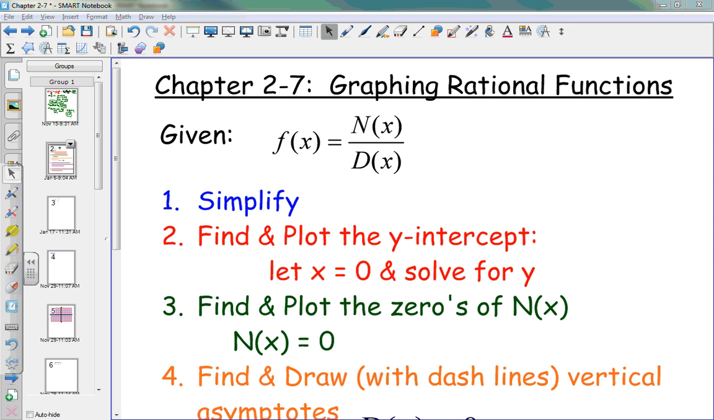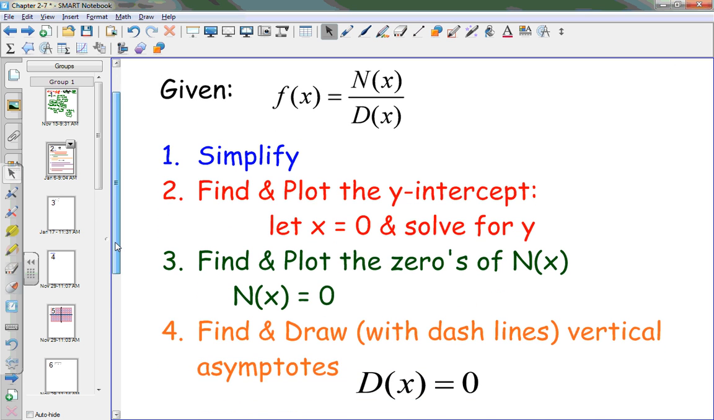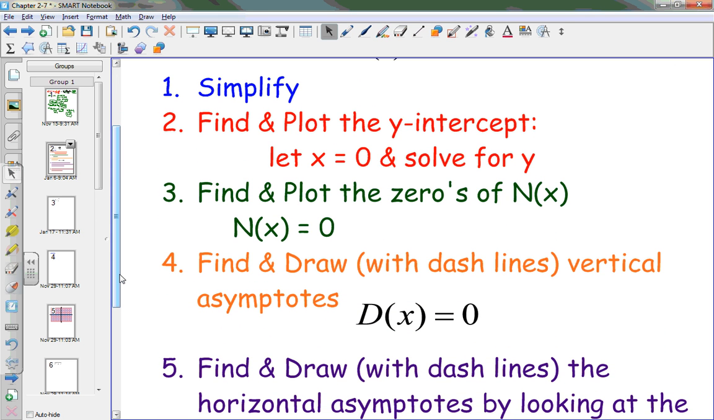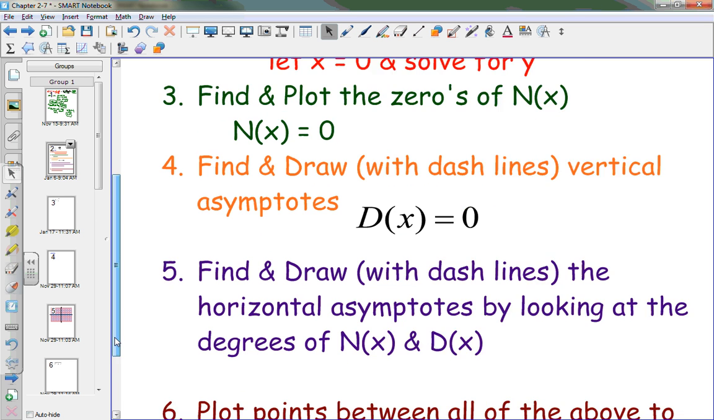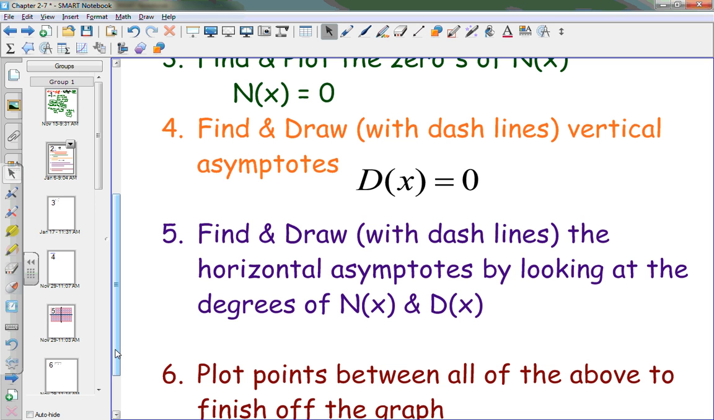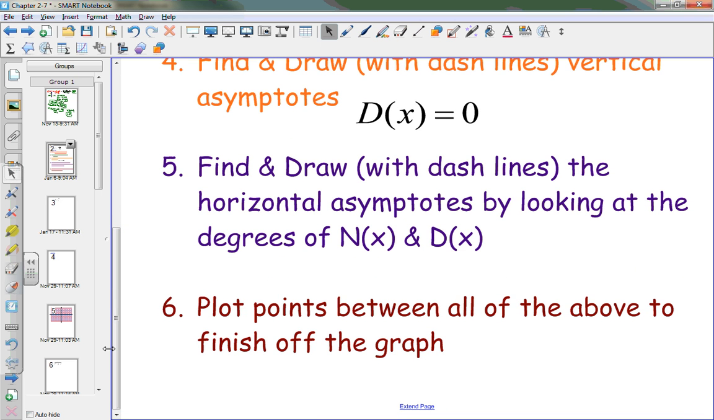So now, what this means is I want you to, step 1, simplify this thing if possible. Step 2, find and plot the y-intercept, letting x equal 0 and solving for y. Find and plot the zeros of n of x, where n of x is equal to 0. That's how you find it. Find and draw with dashed lines your vertical asymptote. That means d of x cannot equal 0. And then find and draw your horizontal asymptotes, which means you're looking at the degree of n of x and the degree of d of x. With me? And then plot points between all of the above to finish off the graph. Now, those are all the steps.